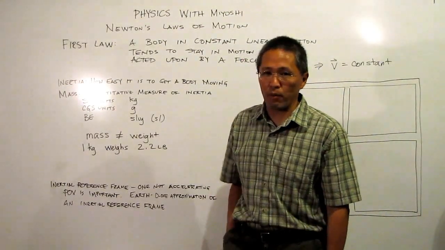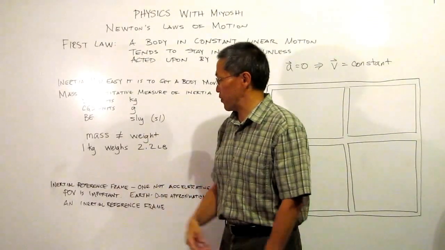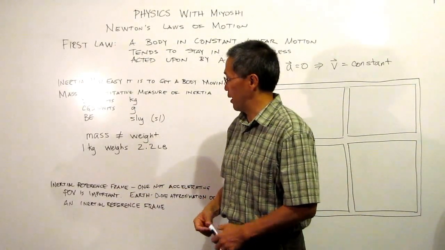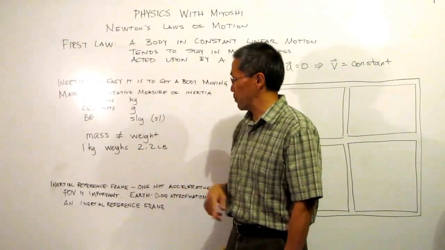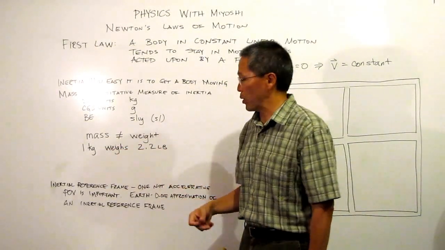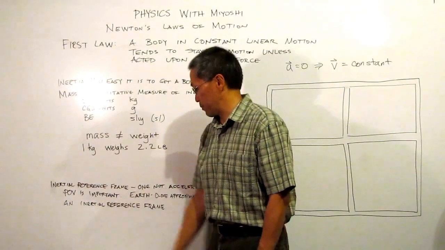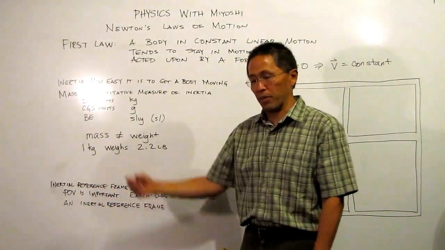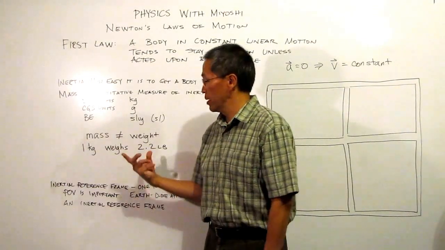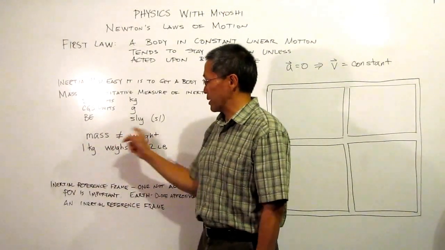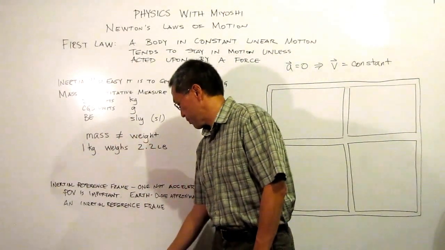Matter of fact, one of the things I want you to do is figure out what your mass would be if indeed 1 kilogram weighs 2.2 pounds. How much mass do you have in kilograms? Most people think of that as just a simple conversion, and you can do it as a simple conversion, but remember, mass and weight are different.